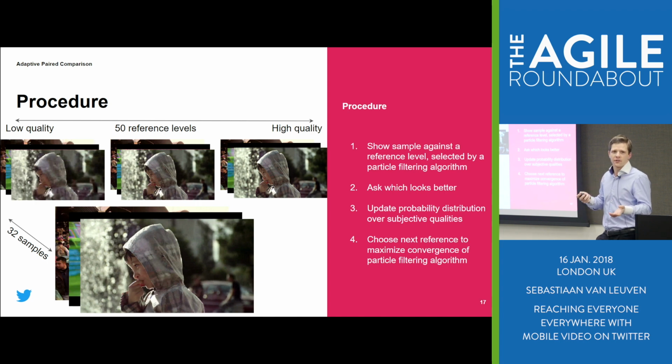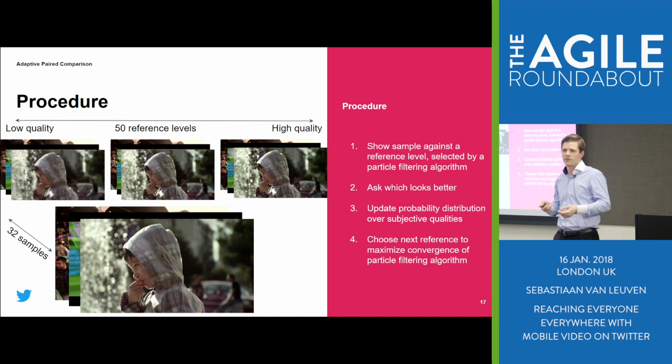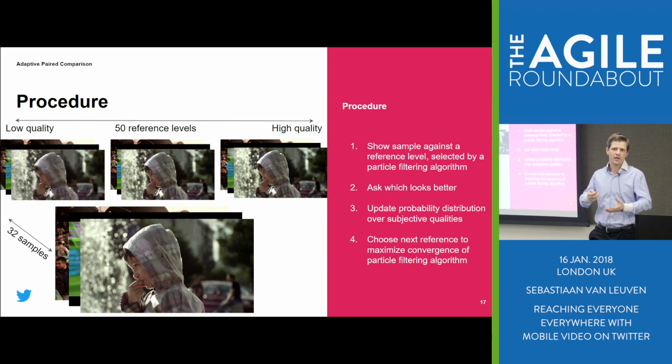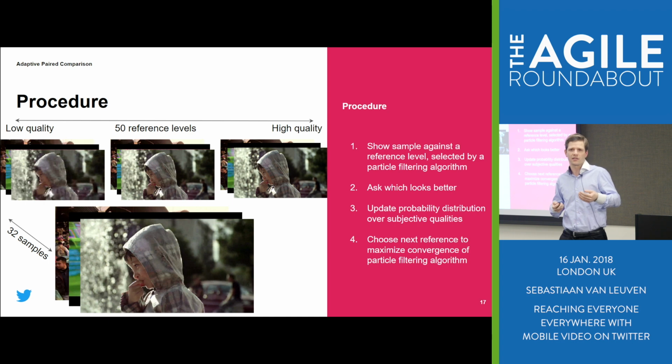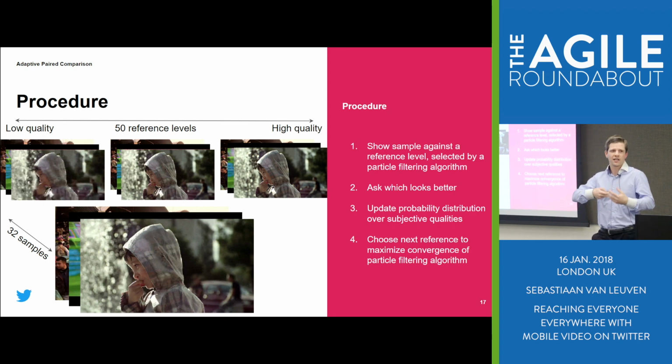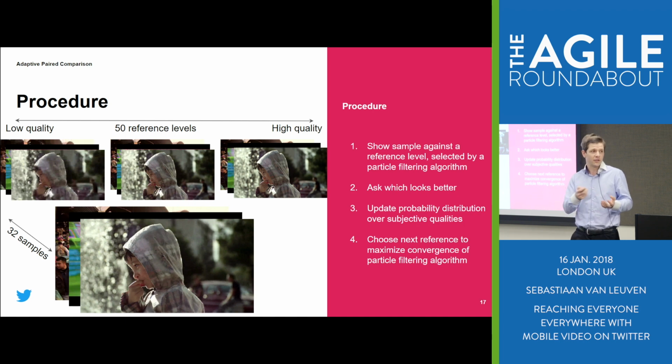Our particle filtering algorithm is basically the backbone of the paired comparison algorithm. It's a sequential Monte Carlo system where you're going to update the probabilities, and this basically is going to give us the reference. We're going to ask the user afterwards what has been better, either the reference or the sample that has been shown. With that, we can update the probabilities of what the quality of the sample most likely is, and then give a new reference to make sure that it converges to that point.